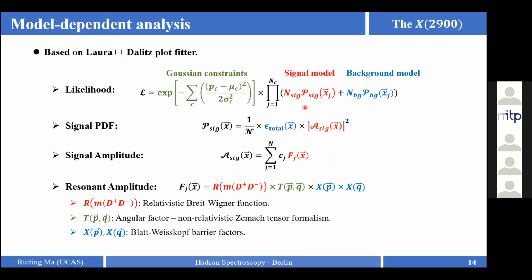Here, the signal PDF is defined as a normalization factor times the efficiency part times the square of the total signal amplitude. The signal amplitude is a sum over all the resonant amplitudes, while each resonant amplitude includes the Breit-Wigner function, angular factor, and two barrier factors for the first and second order decays.